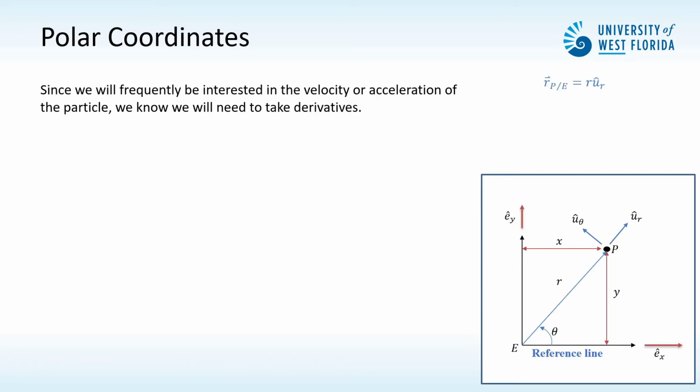So we know that the position of a particle P with respect to some point E can be written as r u_r in polar coordinates. But since we will frequently be interested in the velocity and acceleration of the particle, we know we will need to take its time derivatives. It turns out that the reference frame in which you take the time derivative is important. When we were only working with a single reference frame, it wasn't an issue. But now that we'll be working with more than one reference frame, we'll need to be careful.